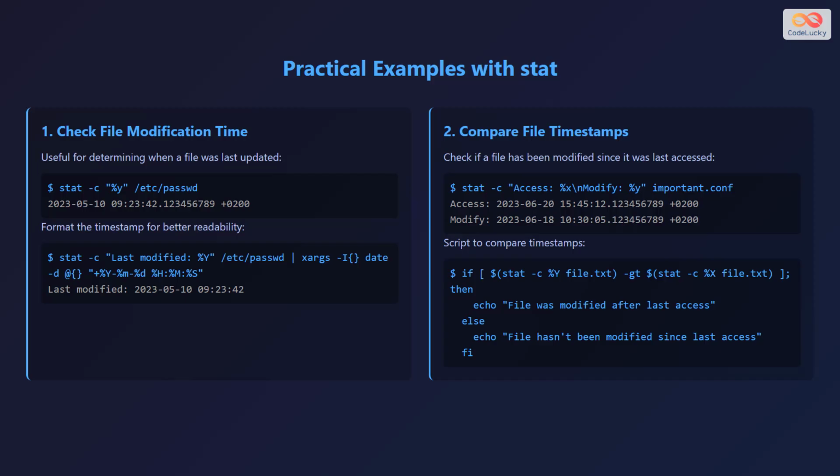Second, to compare file timestamps and check if a file has been modified since it was last accessed, use stat -c 'access: %x\n modify: %y' important.conf. Finally, to create a script to compare timestamps, use if [ $(stat -c %Y file.txt) -gt $(stat -c %X file.txt) ]. Then echo file was modified after last access, else echo file hasn't been modified since last access, fi.